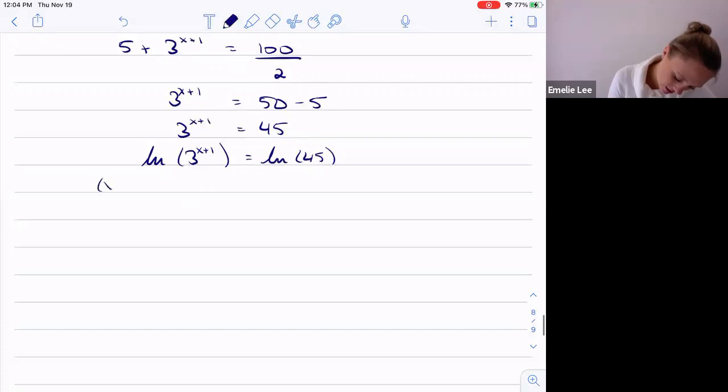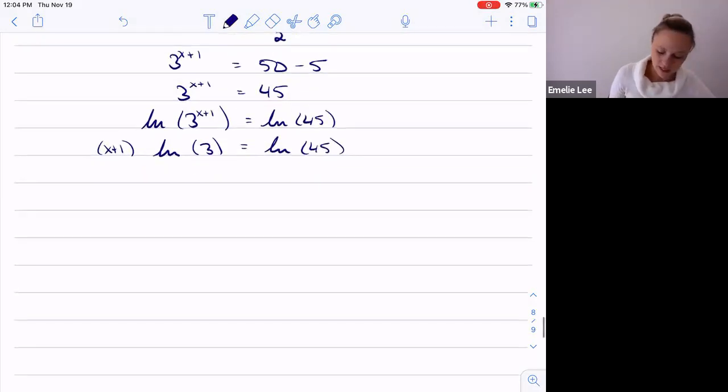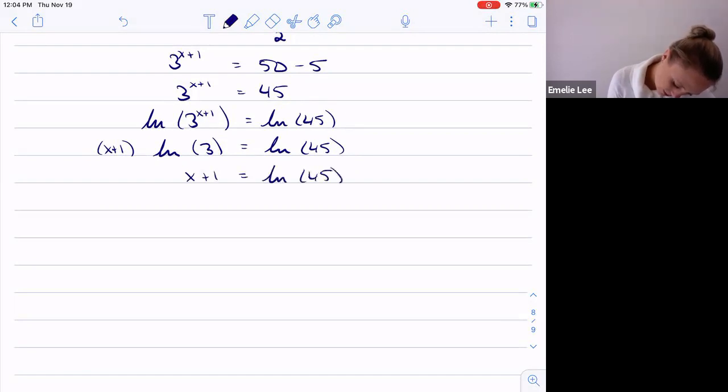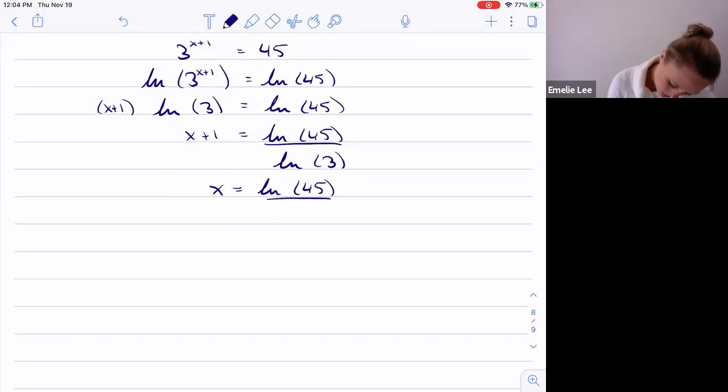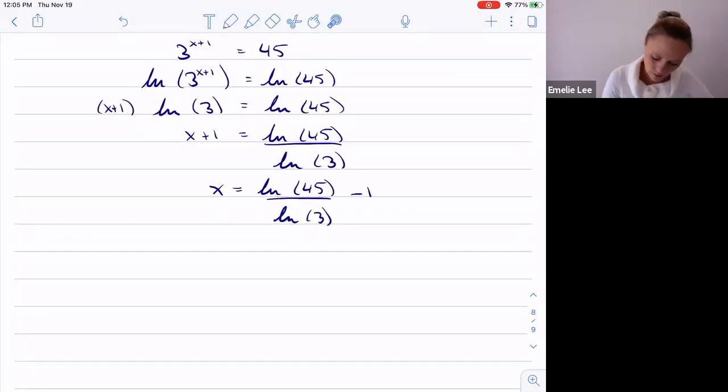I'm just showing the turn of events here. x plus 1 times the ln of 3 is the ln of 45. So if I divide ln of 3 on both sides, I get x plus 1 is the ln of 45 divided by the ln of 3. To solve for x, I just have to subtract 1. x is the ln of 45 over the ln of 3 minus 1.